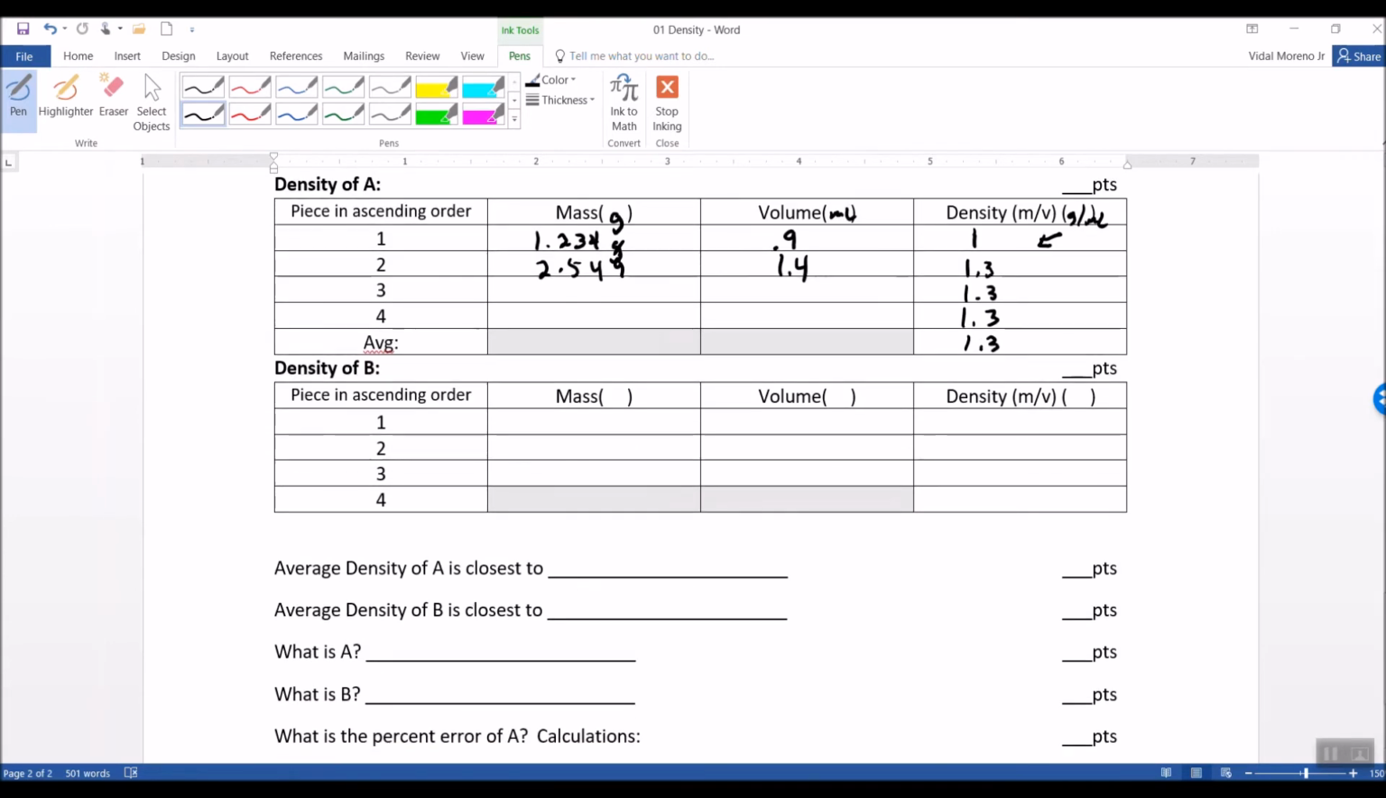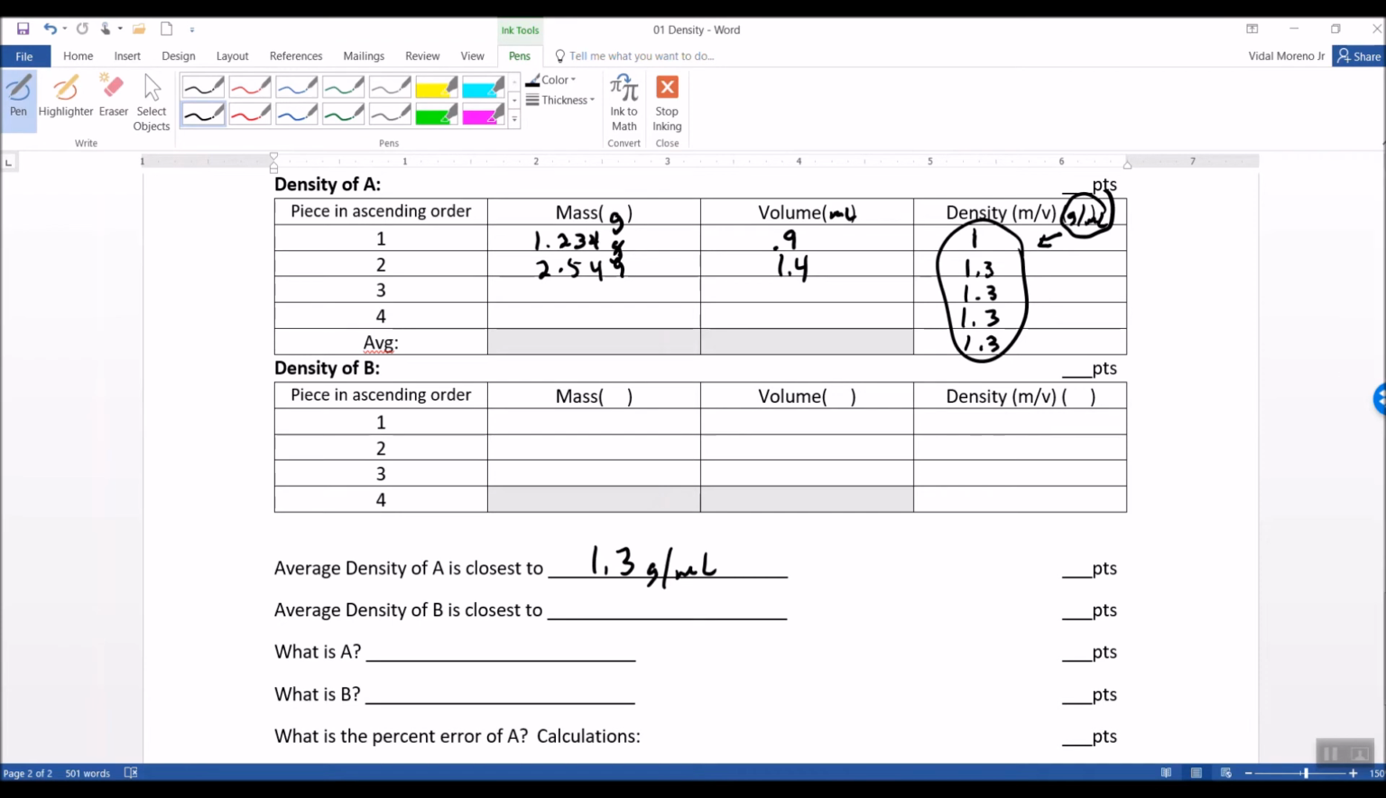Okay, so the average density for A is 1.3 grams per milliliter. Do not put just 1.3. 1.3 is going to be a naked number, a number without a unit, and that would be marked wrong. I will mark that wrong. You have to have units for everything. The reason why these numbers don't have units is because the header certifies that all the numbers in that column will have that unit.